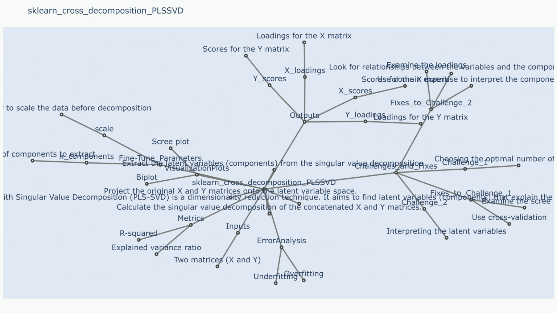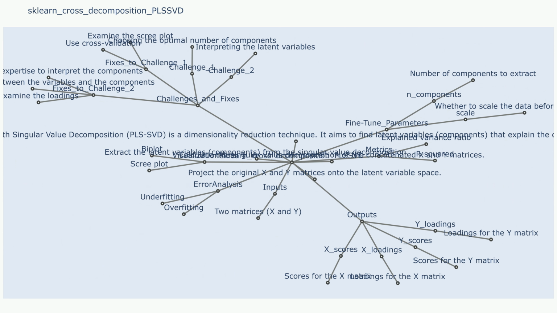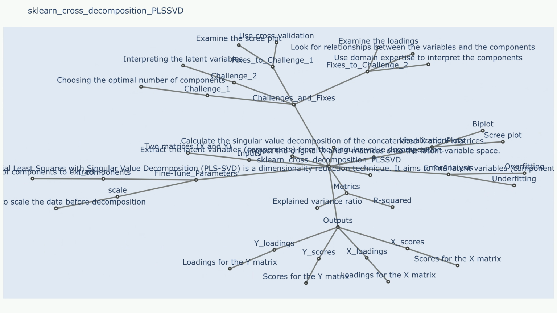Scores plot, a scatter plot of the X scores and Y scores, visualizing the relationship between the X and Y data in the lower dimensional space of the latent variables. Loadings plot, bar plots of the X loadings and Y loadings, revealing the importance of each feature in contributing to the latent variables.